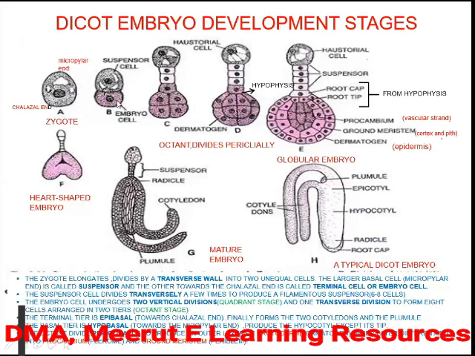Now this embryonal cell undergoes two vertical divisions and one transverse division, resulting in the formation of the octant stage. Here this one is the octant stage. Two vertical divisions and one transverse division result in an 8-cell stage embryo, which is called the octant stage. Here the cells are arranged in two tiers. This is the upper tier and this one is the lower tier. The embryo at the octant stage is arranged in two tiers, the upper and the lower.